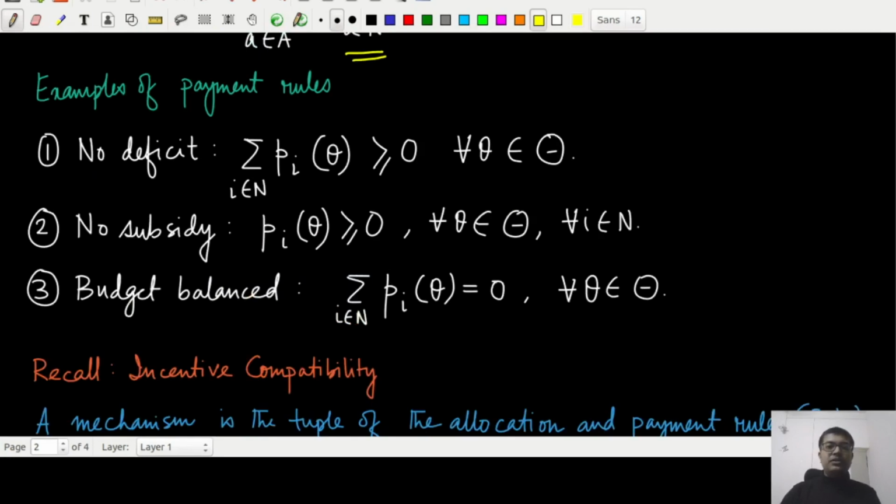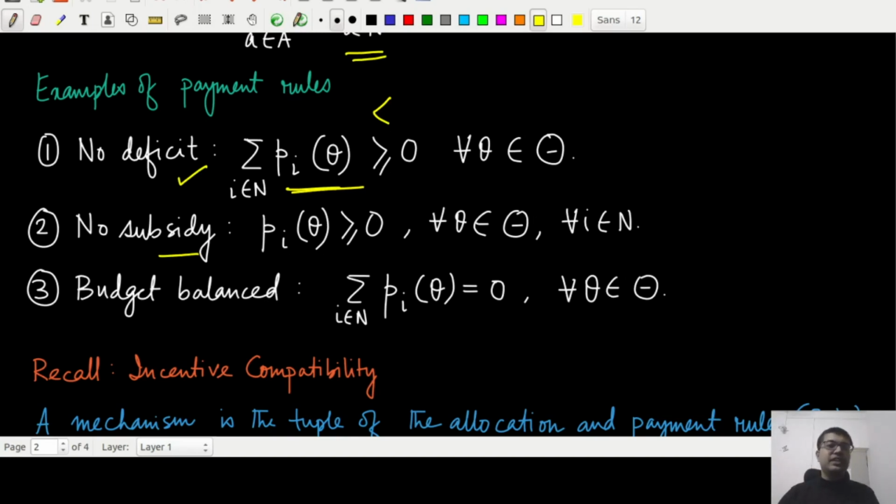On the payment part, we can discuss a few properties. So the first property of payment is that there does not exist any deficit. That is, when you take the sum of the payments of all the players, it must be non-negative. That means if this was less than 0, the net payment that was given by the players is actually negative. So that means you are actually paying the individuals for participating in this process, in this mechanism. And the other property is of no subsidy, where even though there is no deficit, there could be some cases where PIs are negative.